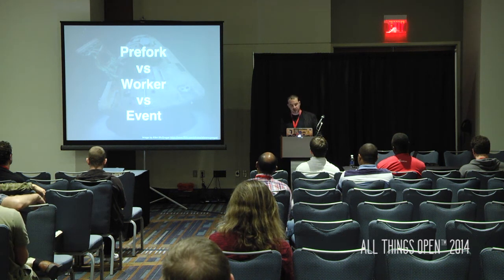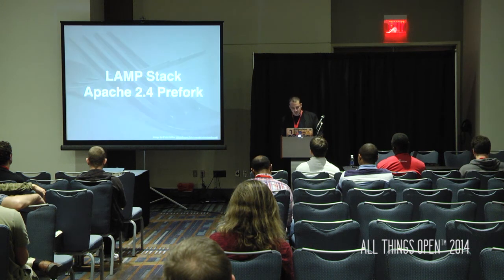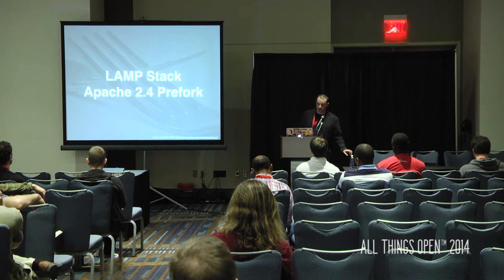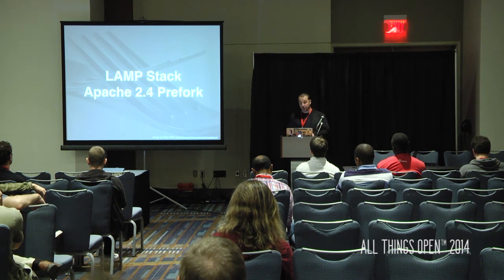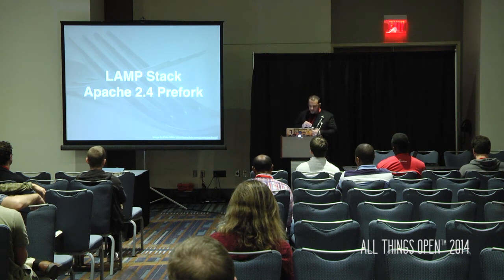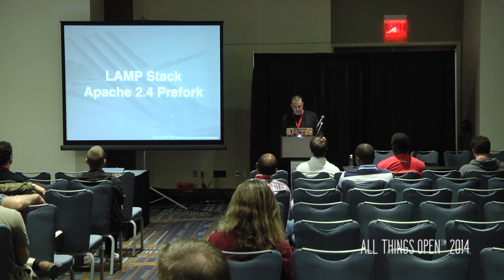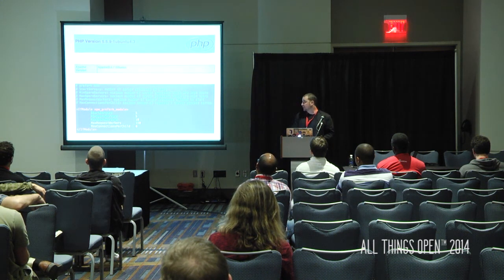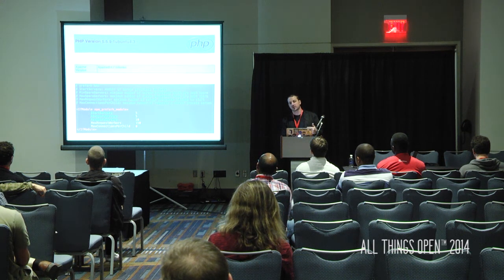During this presentation, we're actually going to tweak all three of these, and then we're going to put them to the test as well. So let's start with the default, the LAMP stack with Apache 2.4 in pre-fork mode. So we said this is what we get by default when we do tasksel. You end up with a fairly modern version of PHP, in this case 5.5.9. You're running Apache 2.4.7.